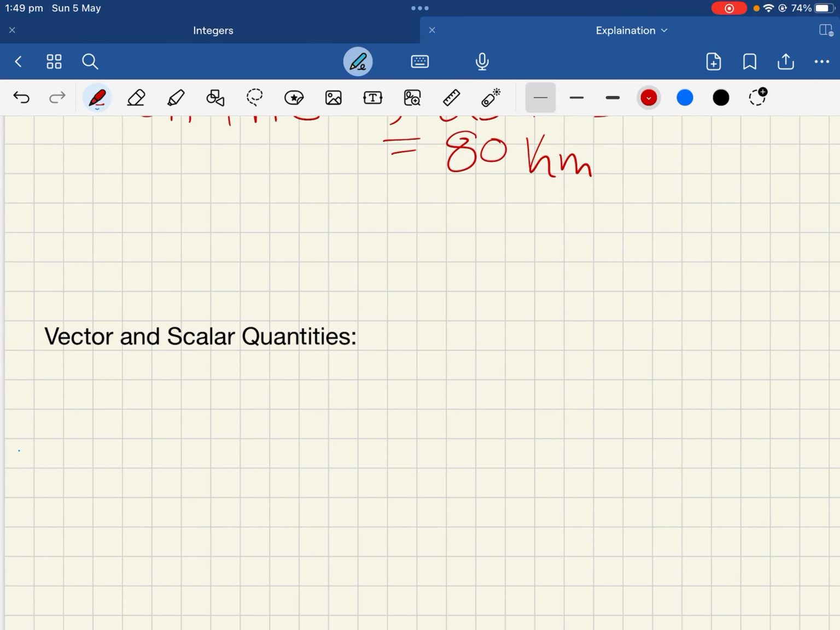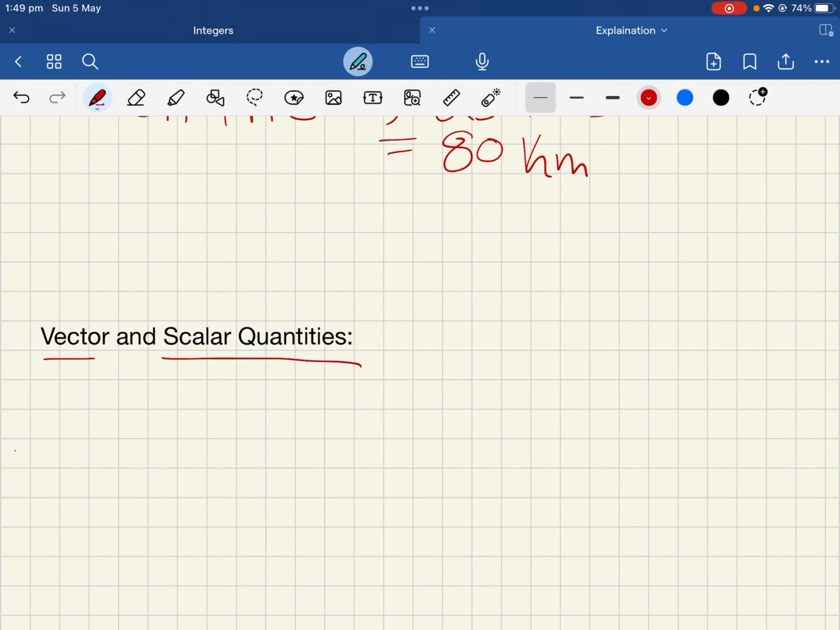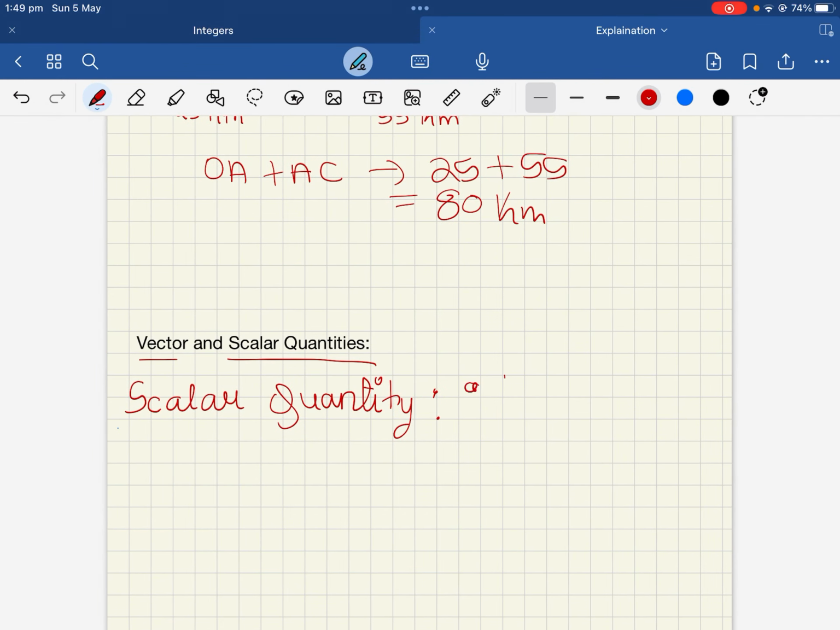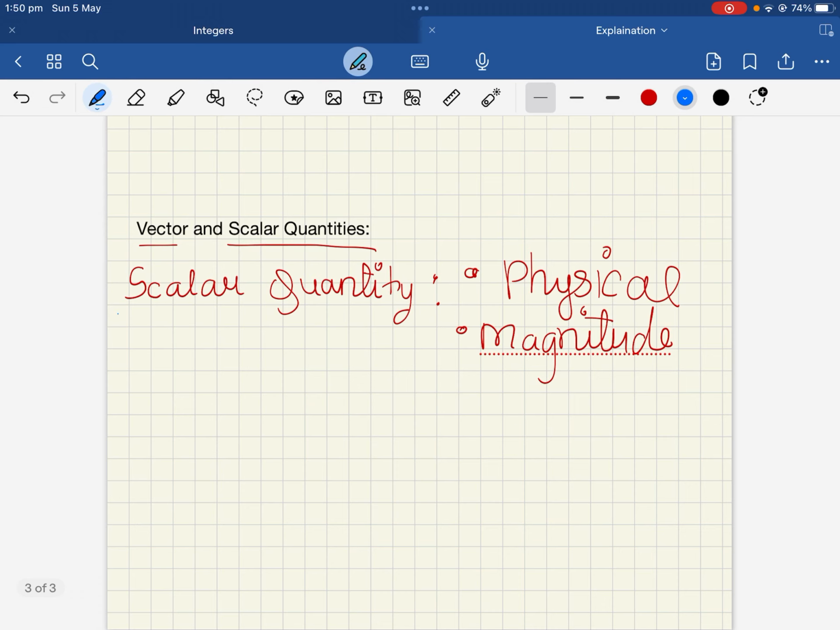Now let us go to vector and scalar quantities. What are scalar quantities and what are vector quantities? Suppose we have a scalar quantity. First of all, it is a physical quantity, and it can be described by the magnitude. And what is the difference?